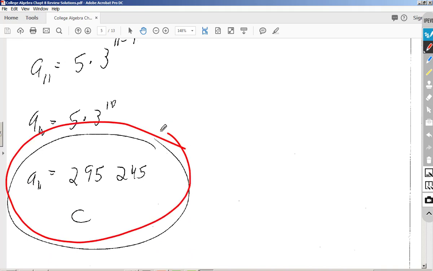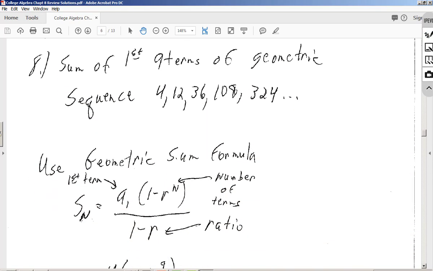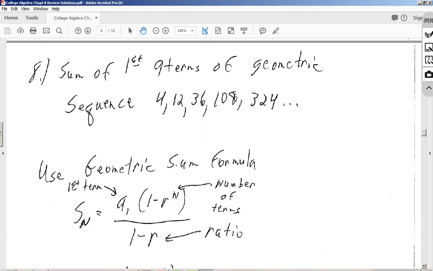On the next problem, problem number 8, the directions say find the sum of the first 9 terms of the geometric sequence. We've got 4, 12, 36, 108, 324. So to find the sum of our first 9 terms, we're going to use the geometric sum formula.